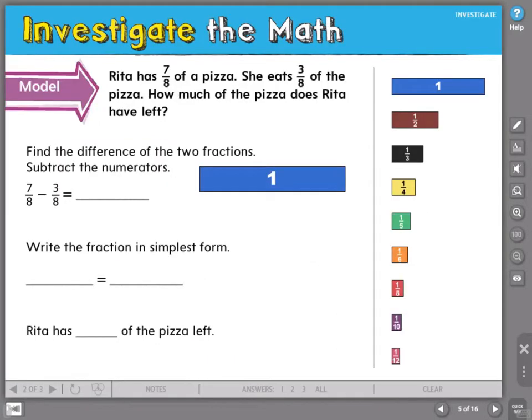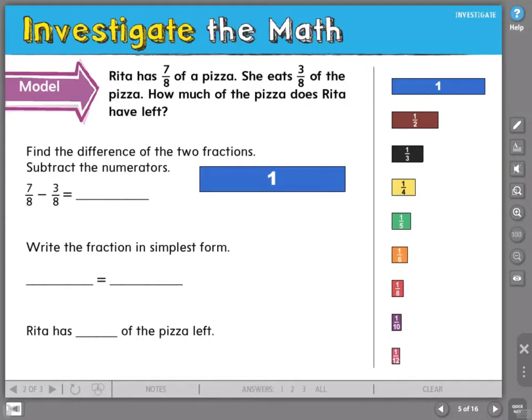Now that we've practiced adding like fractions, how can we subtract like fractions? Let's investigate a problem. Rita has 7/8 of a pizza. She eats 3/8 of the pizza. How much pizza does Rita have?